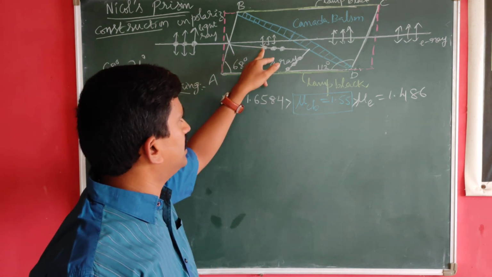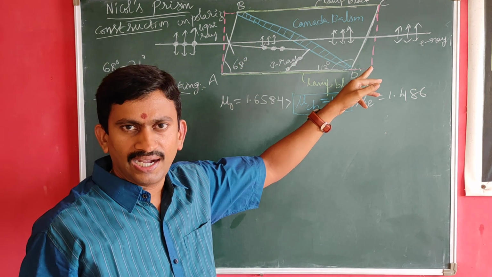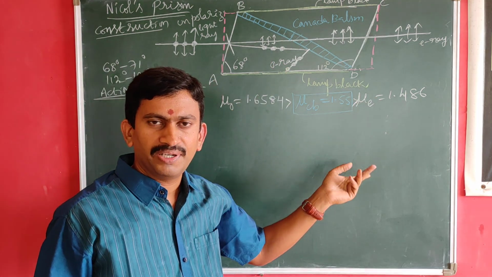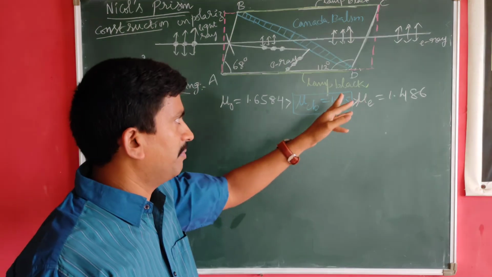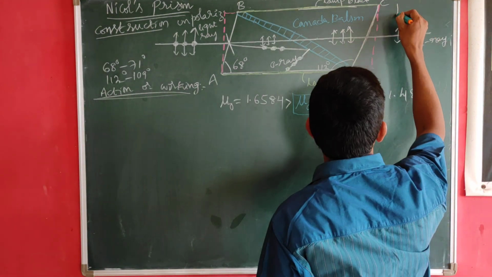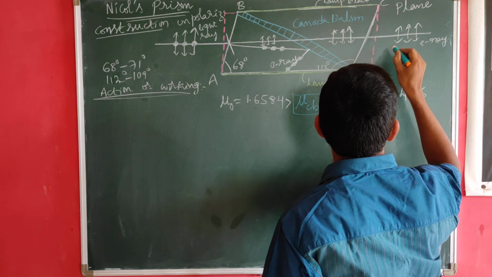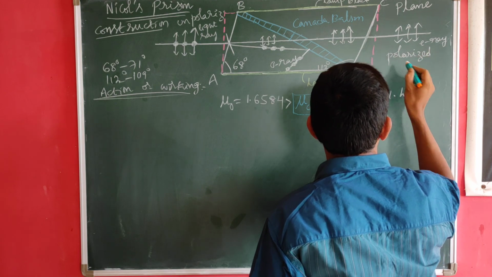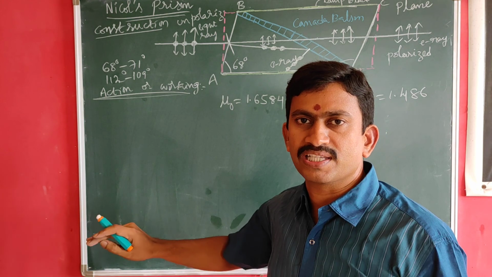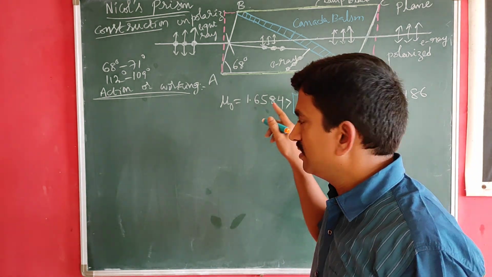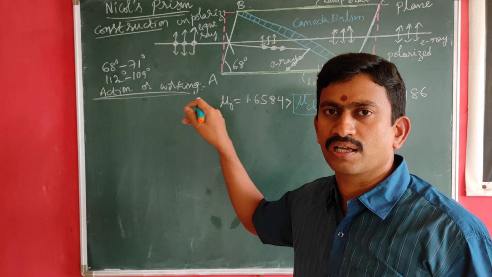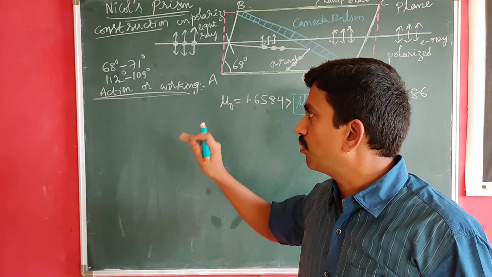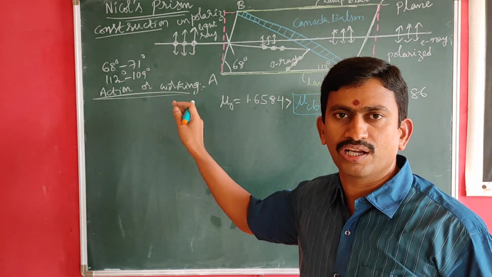When the extraordinary ray is moving towards the Canada balsam layer, it is moving from optically rarer medium to denser medium, hence it simply transmits out and emerges out, acting as plane polarized light. Hence this is how the nickel prism works, and this is how the nickel prism is used for the production of plane polarized light. This is regarding the working or action of the nickel prism.